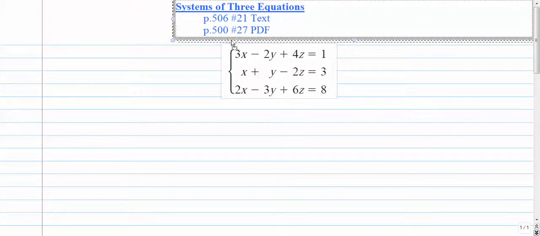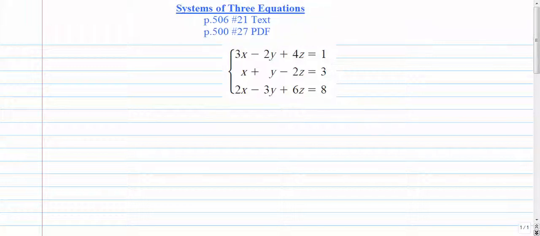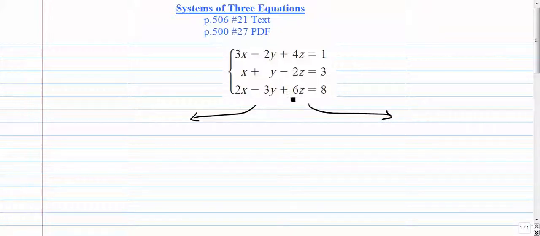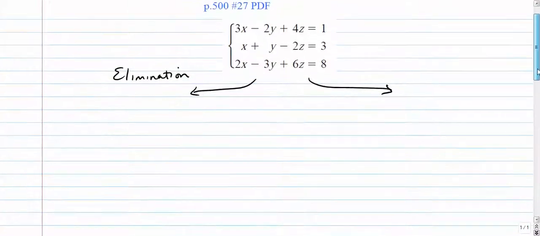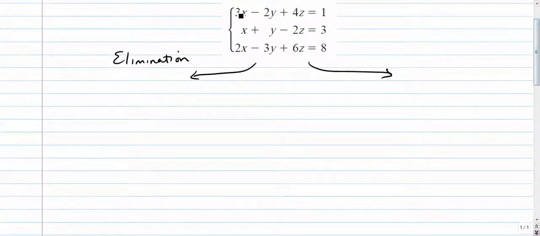Alright, the first way is elimination. And the second way will be substitution, right? So on elimination, let's start there. If we want to eliminate, I'm looking at options here. I've got 3, 1, and 2. I've got negative 2, 1, and negative 3, 4, negative 2, 6. Alright, none of them are super easy right now, so I have to do some work.